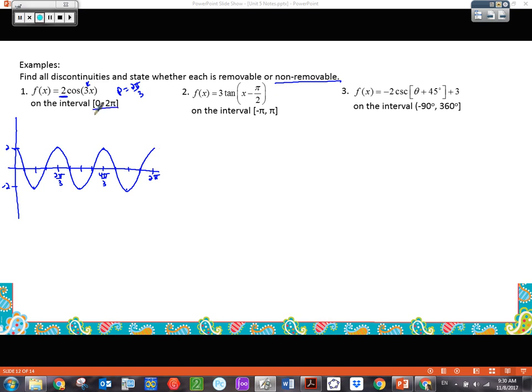Okay, so we've done what they've asked. We've graphed from 0 to 2 pi. Our graph is our evidence of discontinuities. That's what we're using to answer the question. That's why we have to have it. So we look at that and we see there are no discontinuities on that interval. So we're going to say no discontinuities.